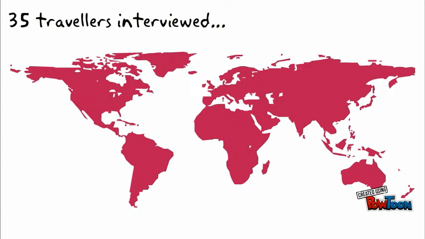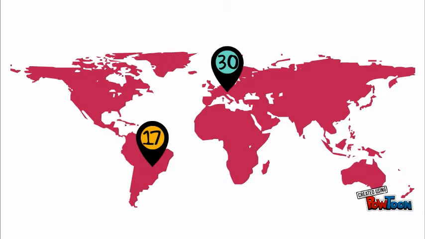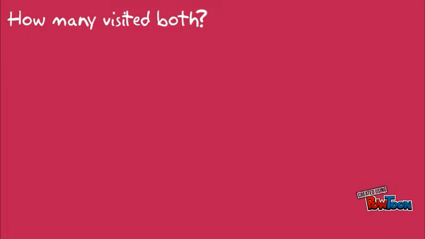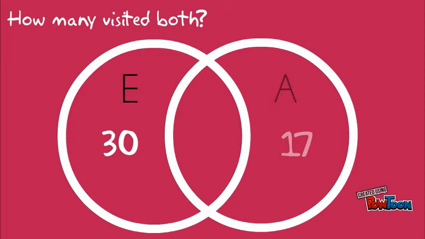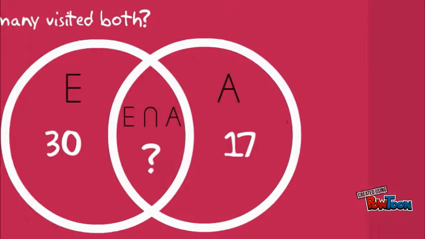Suppose 35 seasoned travellers are interviewed about their overseas trips. Of these, 30 have visited Europe and 17 have visited South America. Suppose we want to calculate the probability that a person has visited South America, given that they have also visited Europe. To be able to apply the formula for conditional probability, we first need to calculate the intersection of E and A. In other words, we need to find out how many travellers have visited both Europe and South America.